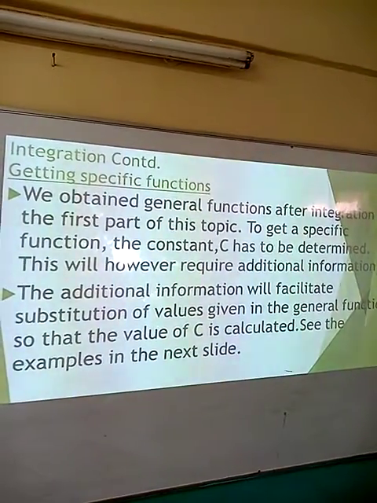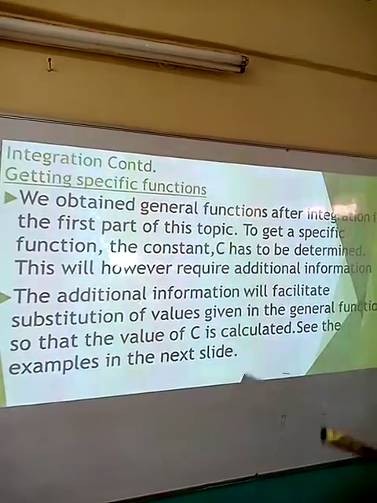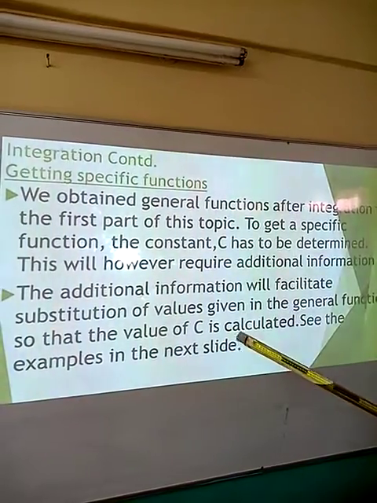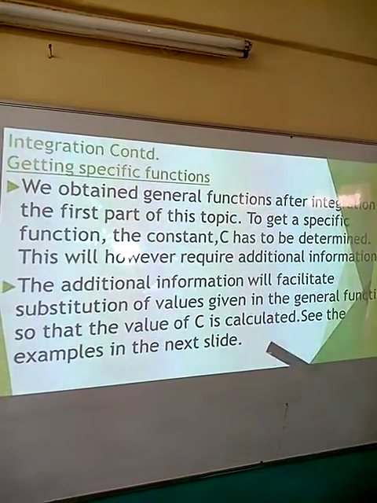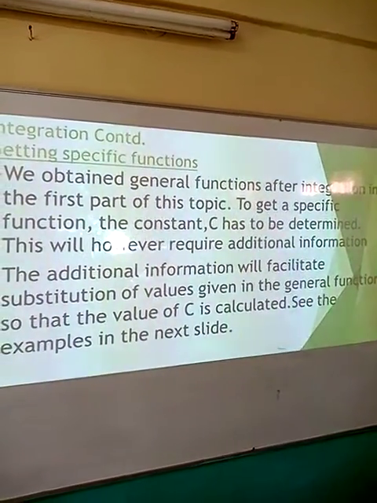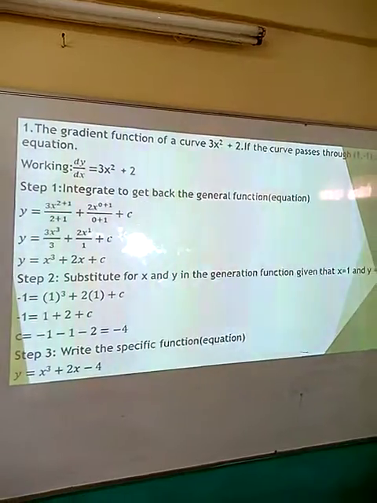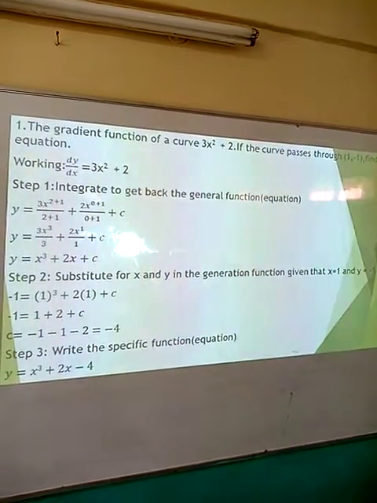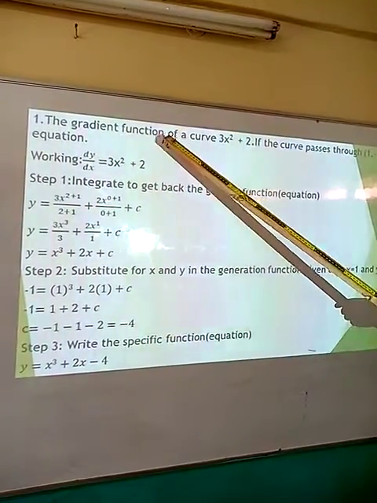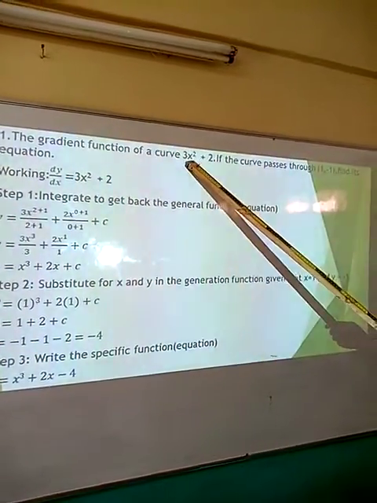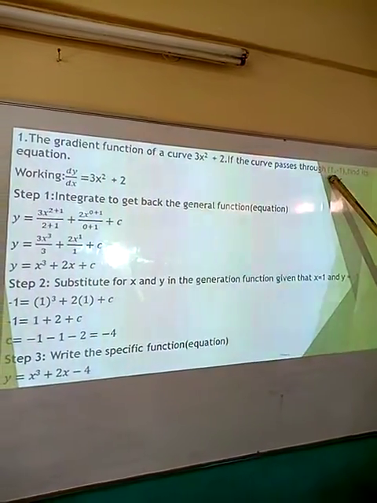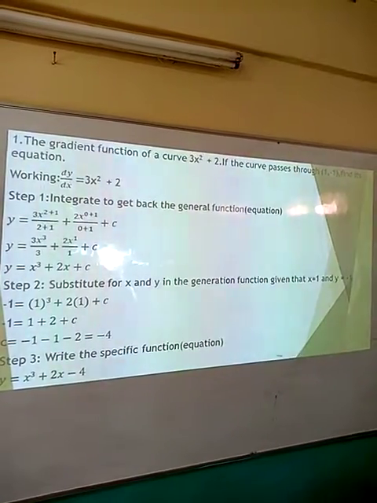Remember, as we were introducing this topic, we said that c can take any value. So depending on the information given in a question, we can determine the value of c for each and every function that we are given so that we have a specific function. Look at this first example. We are told that the gradient function of a curve is 3x squared plus 2. If the curve passes through (1, -1), find its equation.